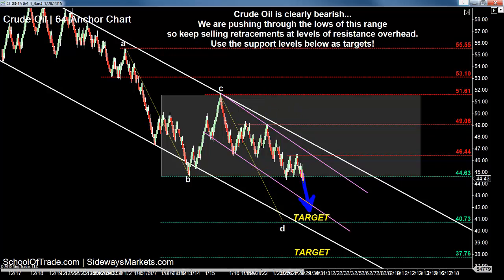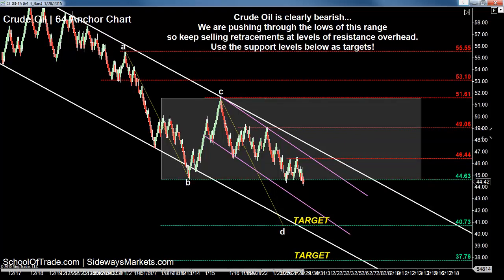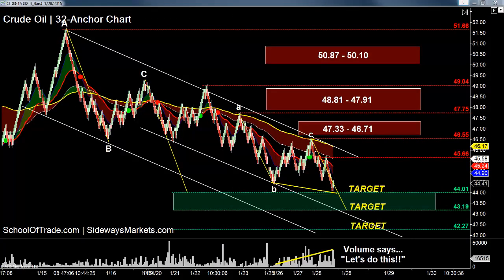So keep on selling short. And we've got our targets down here for us. $40 a barrel. $37 a barrel. Yep. Who knows? Can't predict anything, but that's what the technicals tell us right now here on crude, and that's all we need to use moving forward.